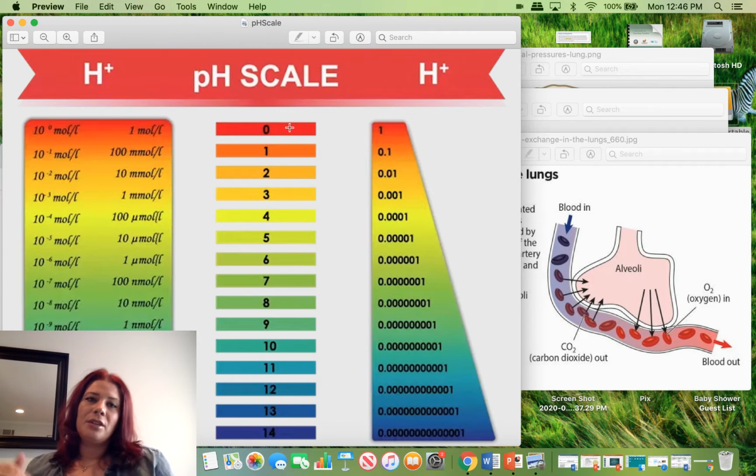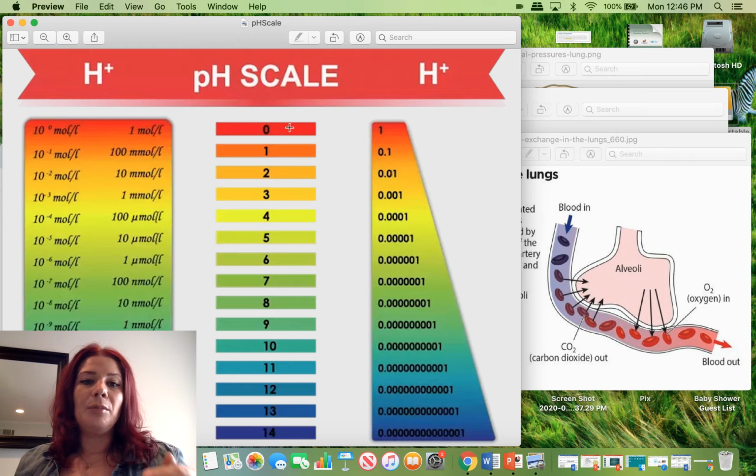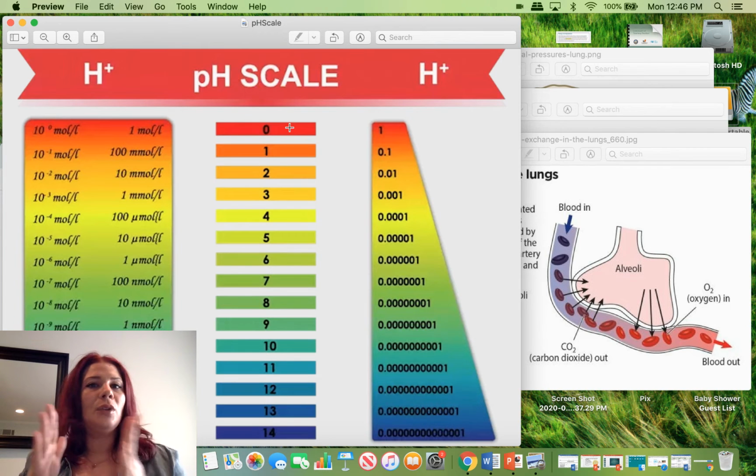First off, you should know that the pH scale goes from 0 to 14, with 7 being neutral. So we know that 7 in the center is neutral. 0 is super, super acidic. 14 is super, super basic or alkaline. You can use either of those terms. It means the same thing.